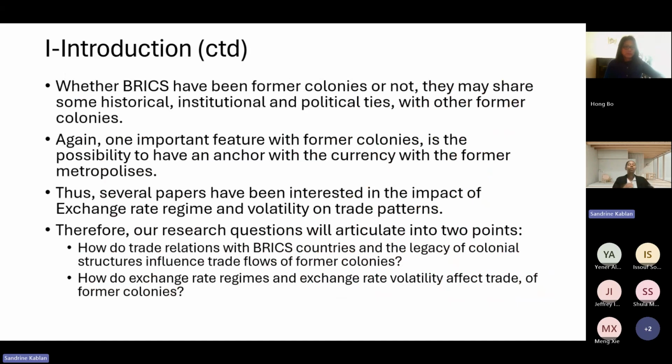Thus, when we look at the literature on international trade, we also saw that there are several papers that have been interested in the impact of exchange rate regime and volatility on trade patterns. Therefore, we raised the following research question. Our research question comes in two points. The first research question is the following: how do trade relations with BRICS countries and the legacy of colonial structure influence trade flows of former colonies? And the second question is, how do exchange rate regimes and exchange rate volatility affect trade of former colonies?